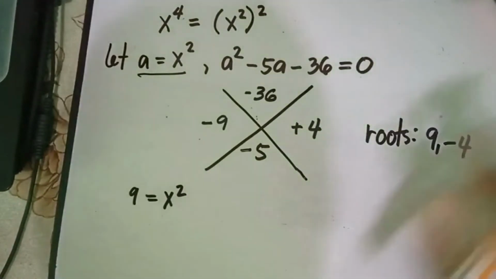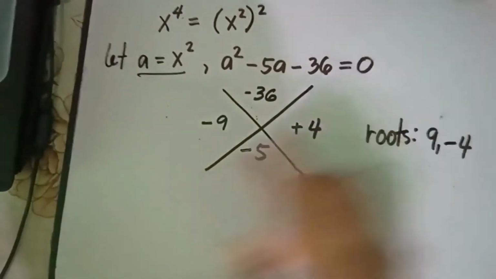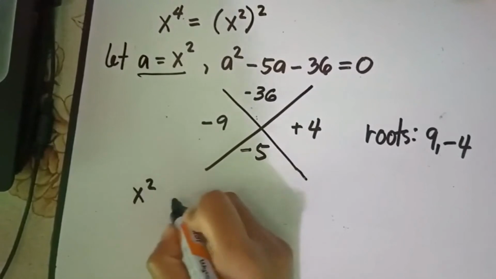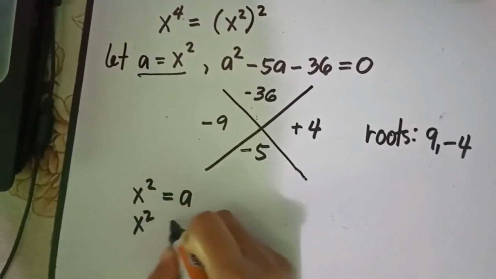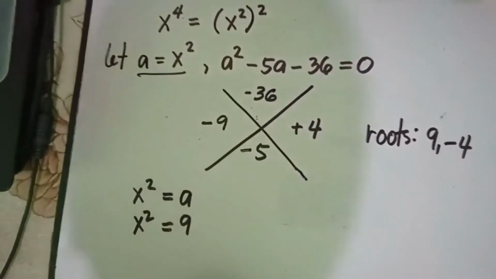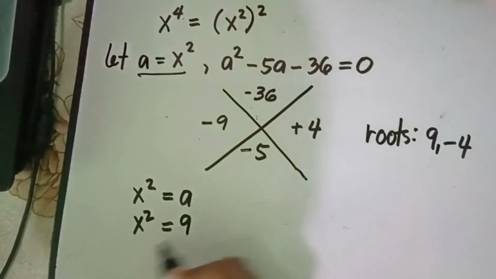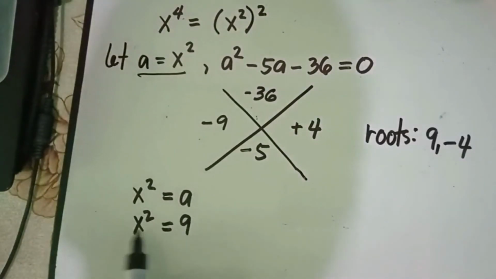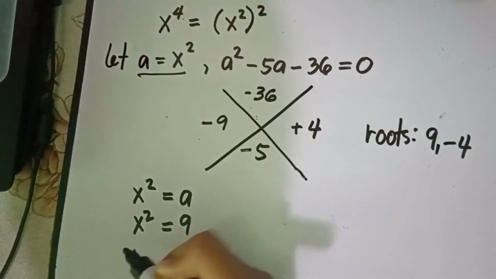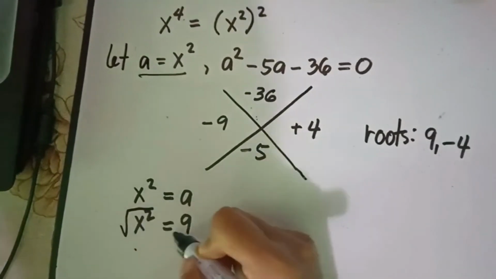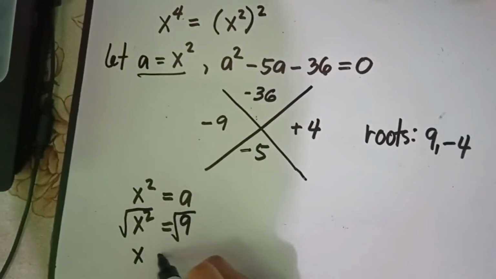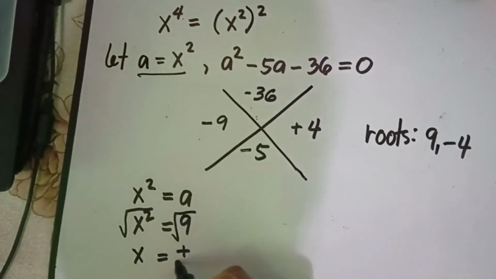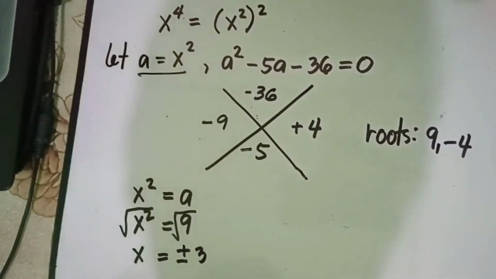Pero pwede natin i-interchange din. Sige, interchange na lang natin. So, we have x squared is equal to a. And our a is 9. So, to solve for x, therefore, we just extract the roots, square roots of both sides of our equation. Kunin natin yung square root niyan. Siyempre, plus and minus yan kabila. So, therefore, x is equal to plus and minus 3.